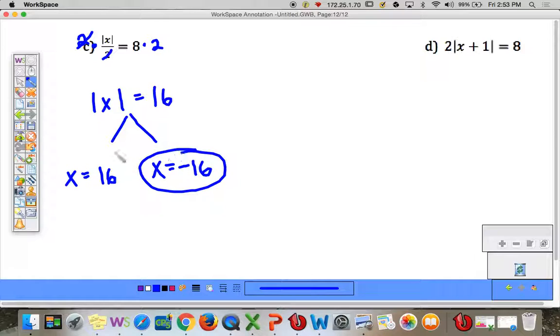And here are your two answers. You can plug in and check. 16 divided by 2 is 8. The absolute value of negative 16 divided by 2 is also 8. Let's take a look at this one again. Let's get rid of this 2. It's being multiplied, so we're going to divide this one.